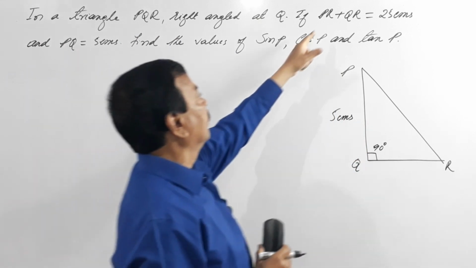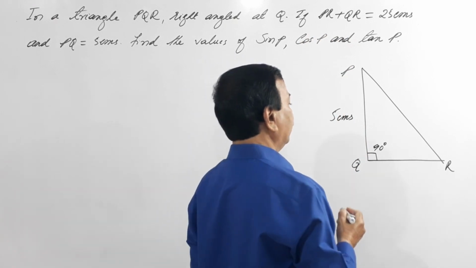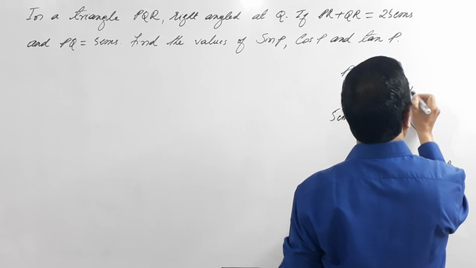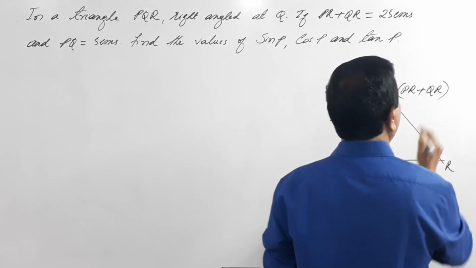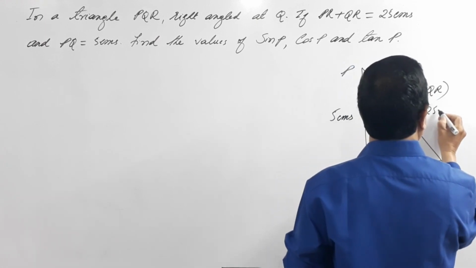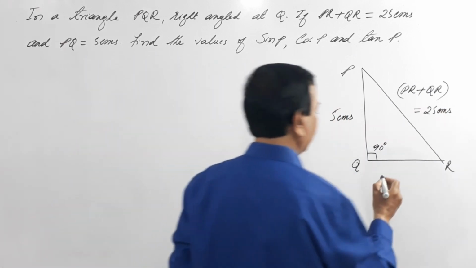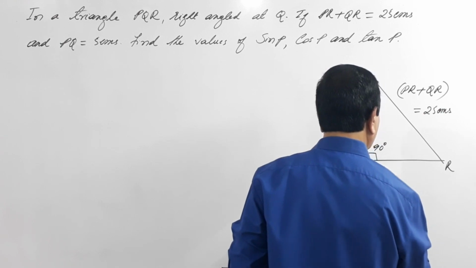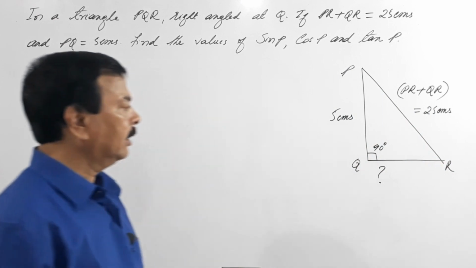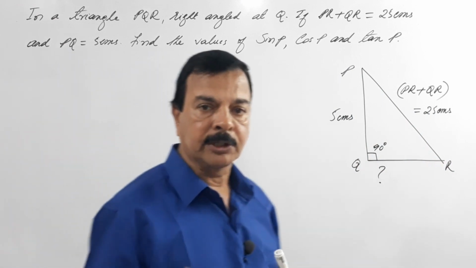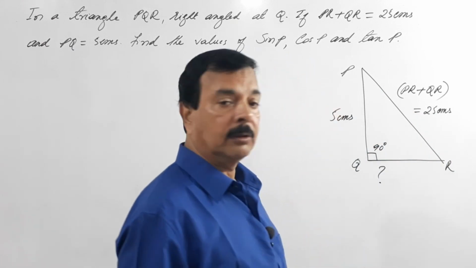Then he has given PR plus QR equals 25 centimeters. So what we'll do? That is PR plus QR equals 25 centimeters. We have to find QR. We don't know the value of QR. So what we'll do, as usual, we'll use Pythagoras theorem for this and solve for this equation. Very simple problem. So what we will do?